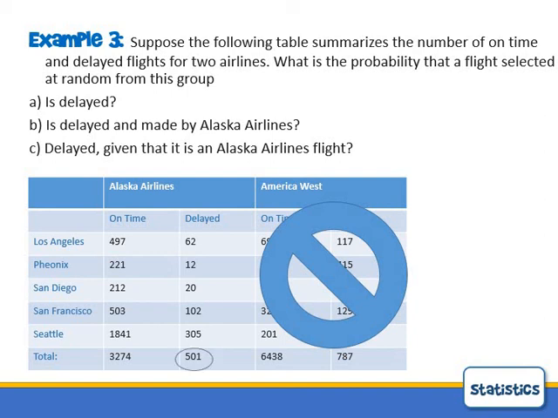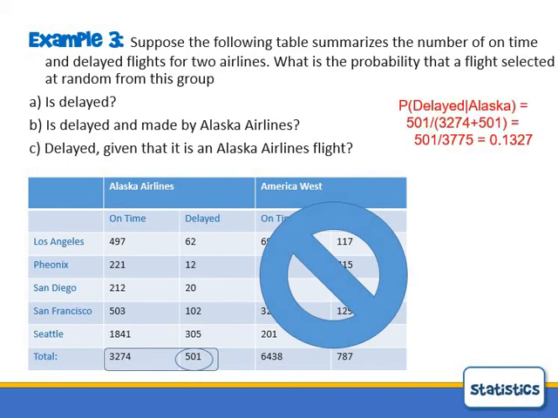Well, that's going to be 501, the number that were delayed by Alaska Airlines, divided by the sum of the two numbers at the bottom there, the delayed and the on time added together for Alaska Airlines. So given that we're working with Alaska Airlines, there were 501 out of 3,777 flights that were delayed, which is about 0.1327. So I'll say it one more time. Conditional probabilities, usually, I didn't use the formula from the previous slide. Usually you can compute conditional probabilities more directly from the information. Okay, you're restricting the sample space.